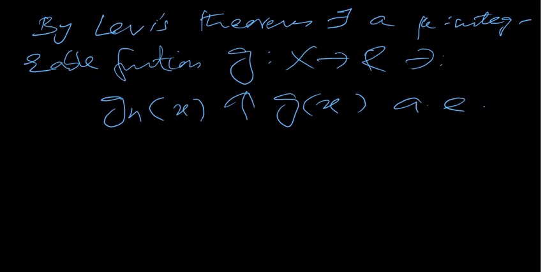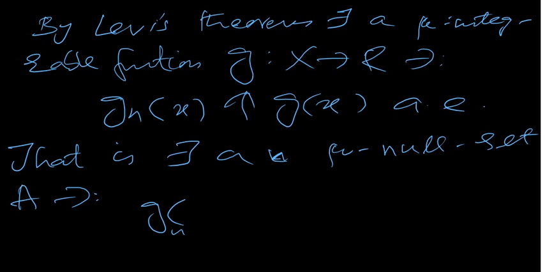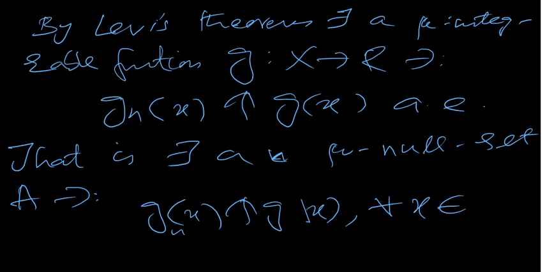So that's there exists a mu null set A, because it's over the space X, such that g_n(x) increases to g(x) for all x not in A, for all x in the complement.